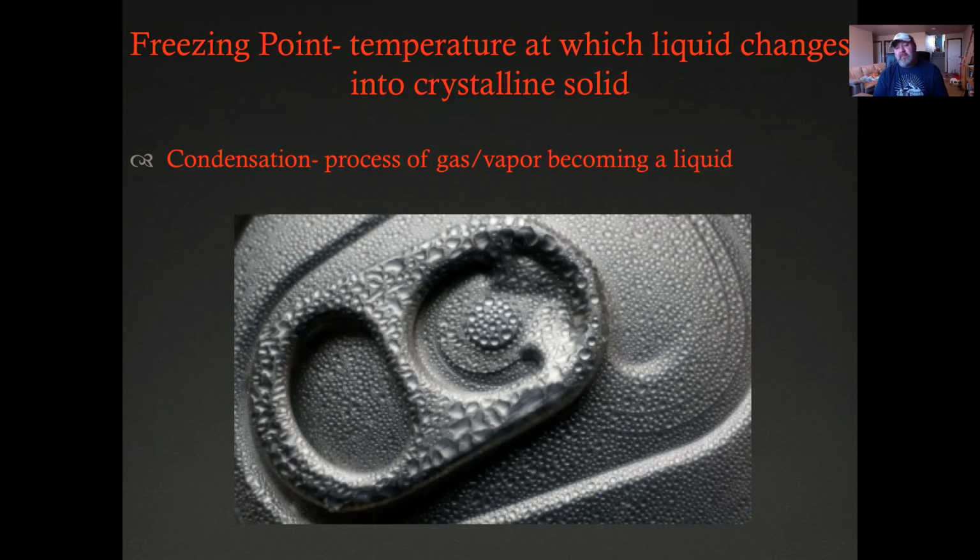It might happen on your pop can. If you have a can of pop that's cold, you just took it out of the fridge and you go outside on a hot, humid day, the air right next to the can can't hold as much water vapor, so it starts to condense, and we end up with little droplets all over the surface of a pop can.